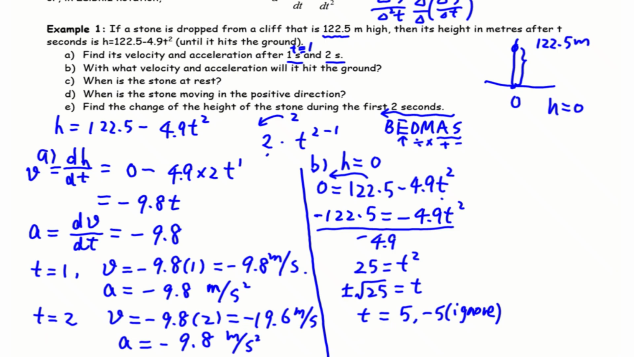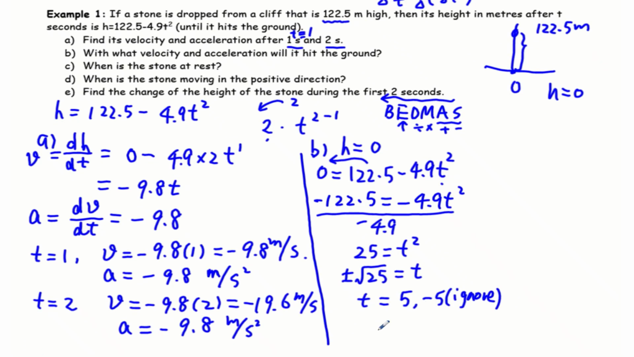Then we sub in the t value to the velocity. So v equals -9.8. Sub in the 5. We have the velocity when it hits the ground will be -49 meters per second. And acceleration will stay the same. It's constant acceleration. So this is done for question B.